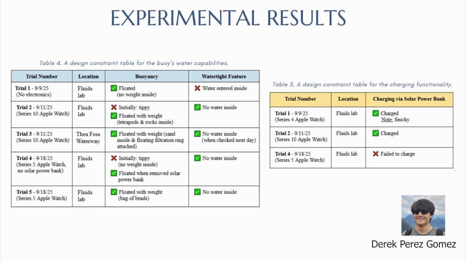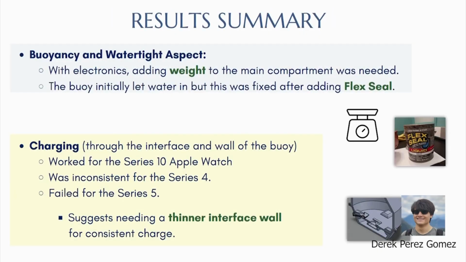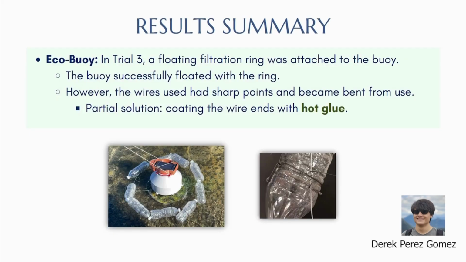As you can see, most things did eventually function properly, but issues with the charging interface persisted depending on the watch used. The Series 10 Apple Watch seemed to have worked consistently while the Series 5 did not. And as previously stated, we did have to apply Flex Seal to the main vessel as the 3D printed components were too porous, and weight had to be added to the bottom to counter the increase in the height of the center of mass due to the battery being placed in the upper portion. When tested with the filtration ring, the buoy functioned properly. The only issue was that the ends of the wire that were cut were quite sharp, so we applied hot glue to the ends as a remedy, but not a complete solution.